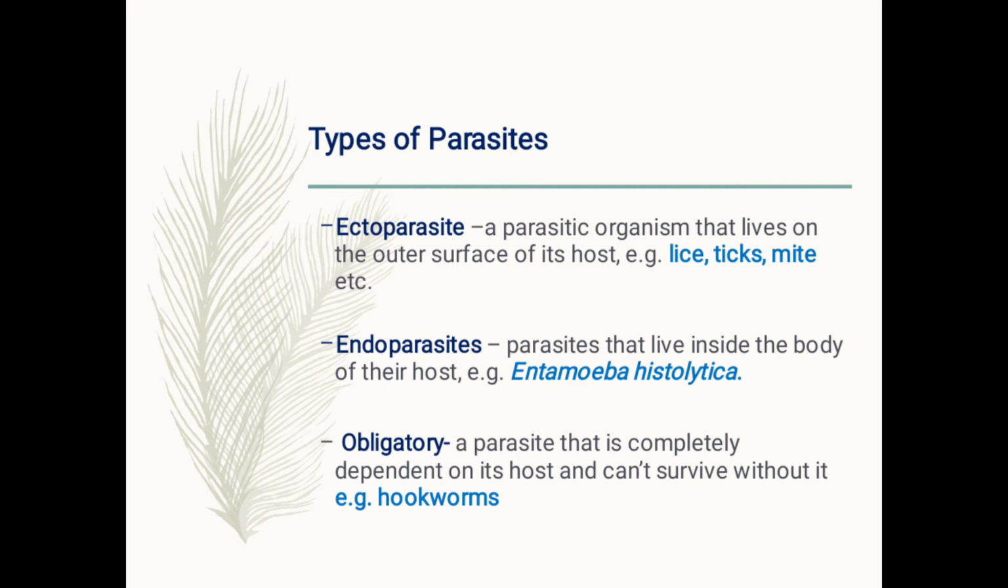Let's look at types of parasites. Parasites can be categorized by where they are found. On the basis of where it lives in a host, we have a number of types. Type number 1 is the ectoparasite. Ecto means on the surface. So ectoparasites are parasitic organisms that live on the outer surface of their host. An example is a tick.